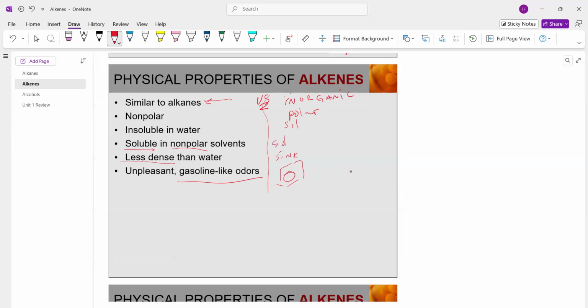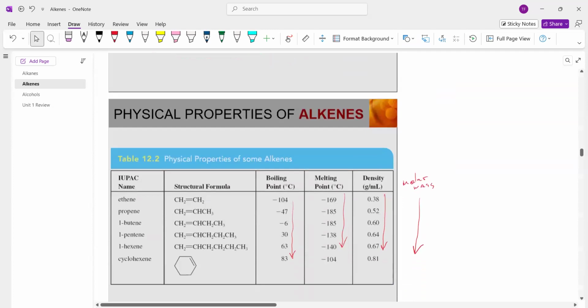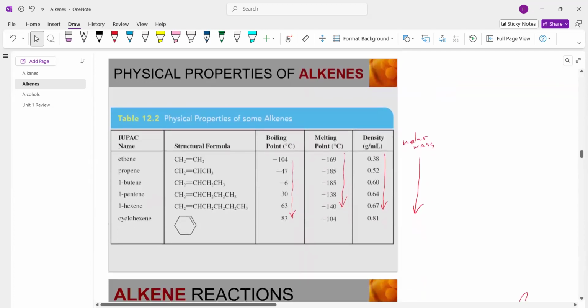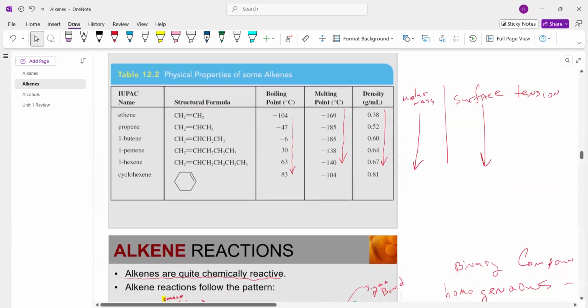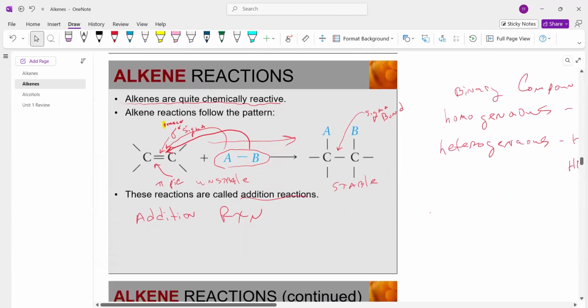And these are soluble in polar solvents, think water. As the alkenes get bigger, their boiling point goes up, their melting point goes up, their density goes up, and also surface tension goes up.